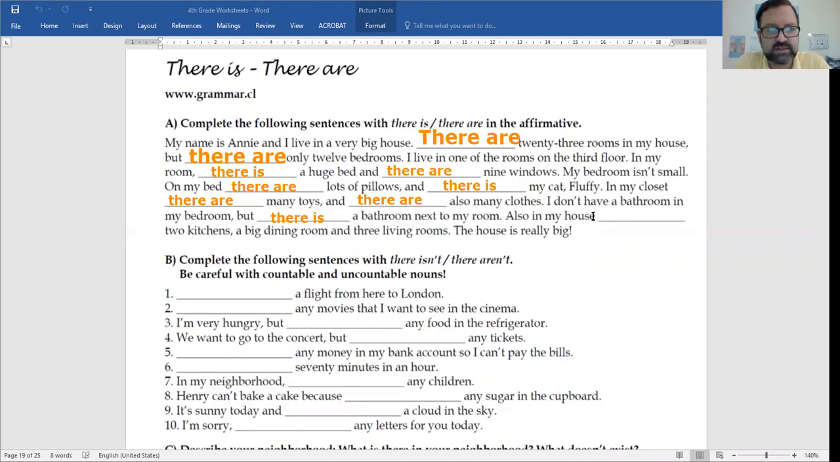Also in my house, blank two kitchens and a big dining room. Oh, and three living rooms. Okay, so also in my house, there are two kitchens, a big dining room, and three living rooms. And yes, the house is really big. This is a super big house. What do you need two kitchens for? They are making lots of food. All right, so that is all dealing with the affirmative.